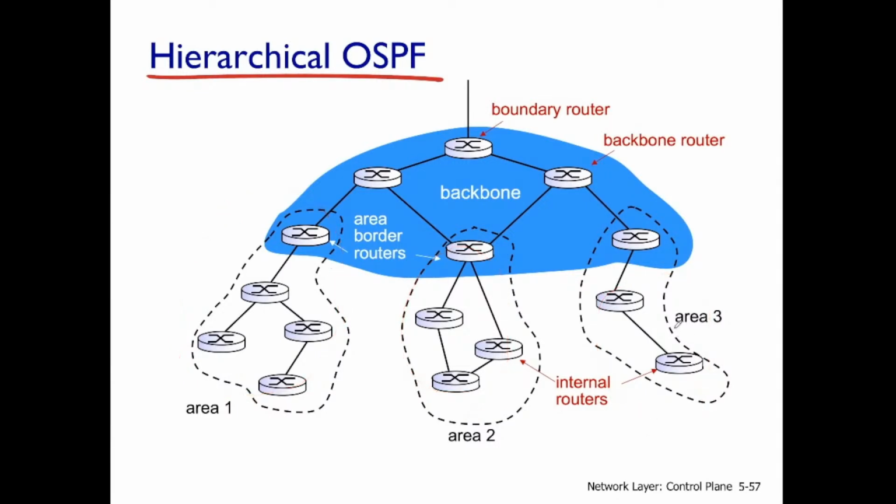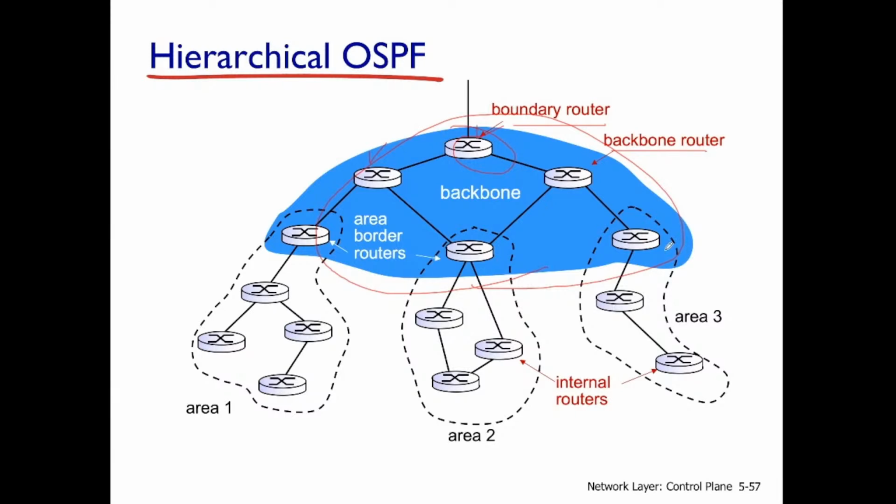And then at the higher level, in the backbone of this AS, we could also have multiple routers configured. So these are called the backbone routers in general. Some of these backbone routers might be at the border of the AS. They are also the boundary routers.